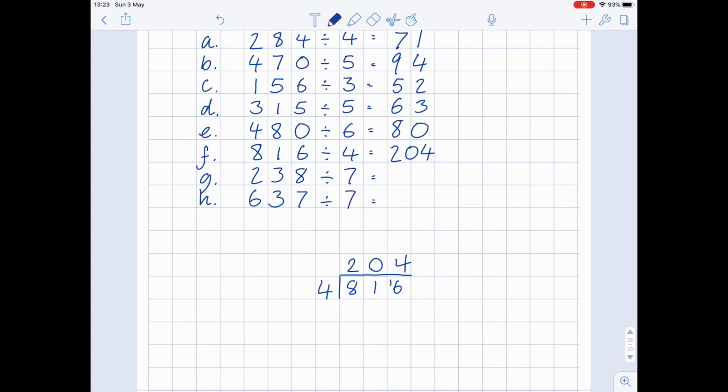238 divided by 7 is 34. And let's do the last one together. So I've got 637. And I need to divide it by 7. Apologies for not using a ruler. How many 7s can I take out of 6? That would be none. But that 6 comes across. How many 7s in 63 is 9. Nothing to carry across because there's no remainder. How many 7s in 7? 1. So my answer there is 91.